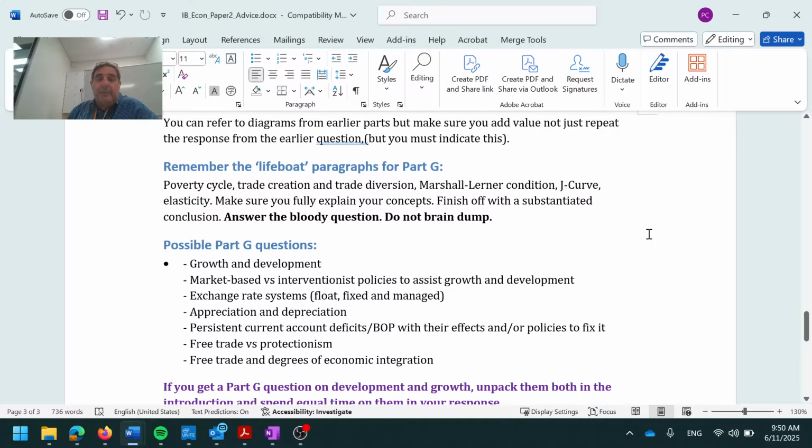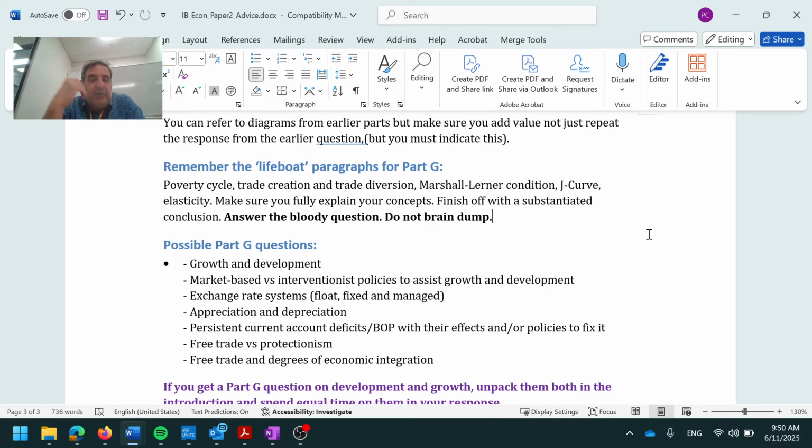Life paragraphs for part G. So intuitively, depending upon the question, there are certain paragraphs you should be using, and they will save you. In a sense, they will get you to a good, strong pass mark.